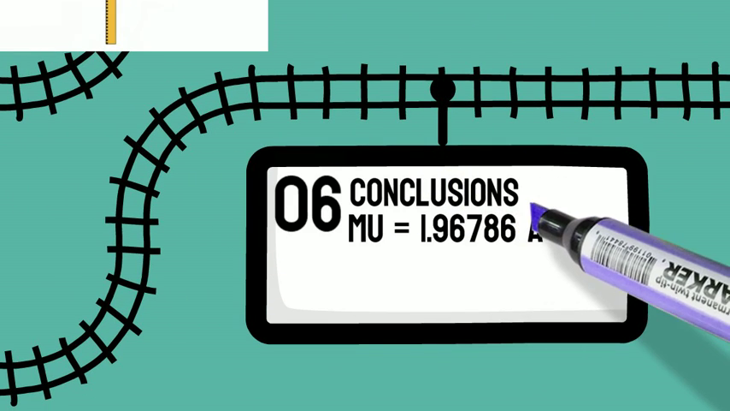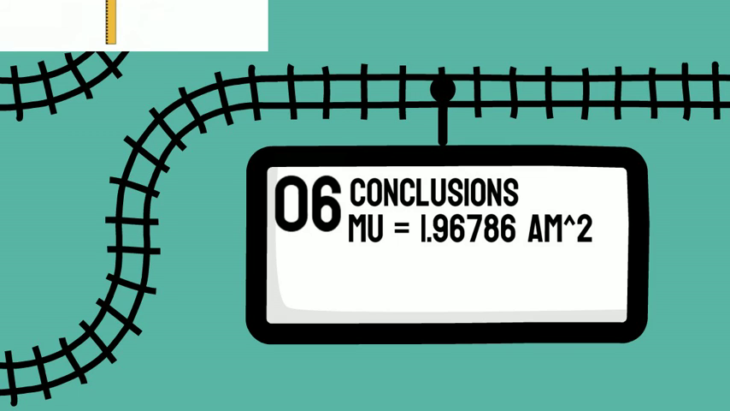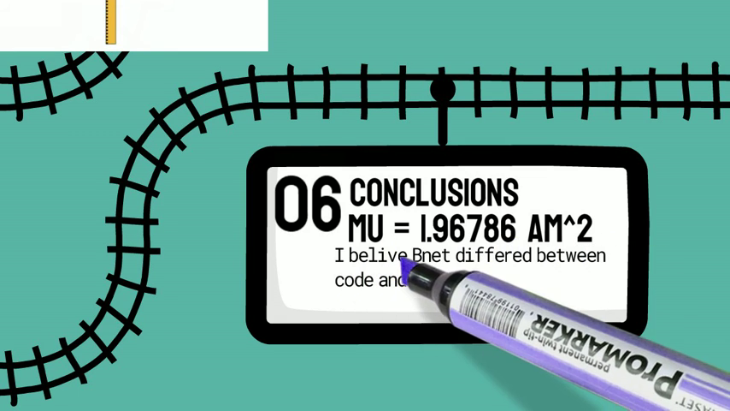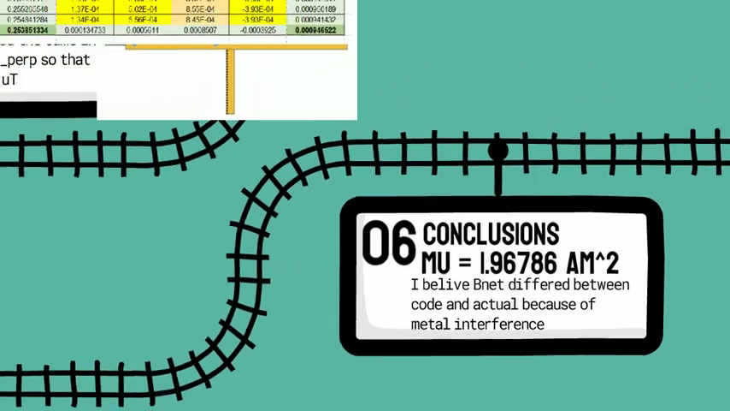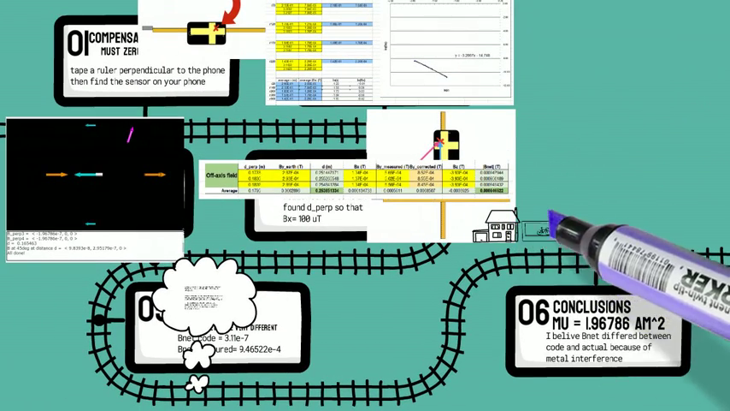Again, my mu was this value given, and the reasoning I have behind the B nets being different is that there was a lot of interference either from metal or electronics. I redid the lab twice. I couldn't find a way to make that part of the experiment match up.